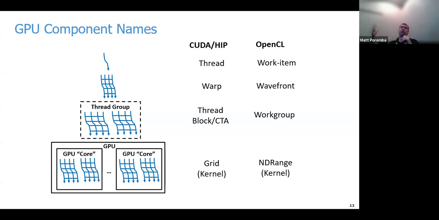Naturally, because you have work items being grouped into work groups, that's where OpenCL's name comes from. And then finally, all of those groups of threads that are running on all of the GPU cores within the GPU at the same time, CUDA and HIP call this a grid, and it's running a kernel, and OpenCL calls that an ND range, and also calls the overall program or piece of the program that's running on the GPU a kernel.